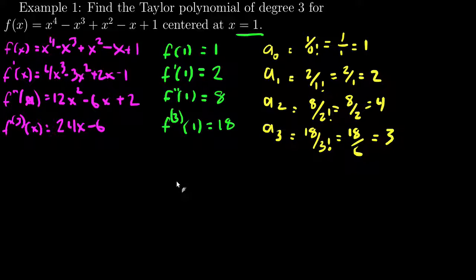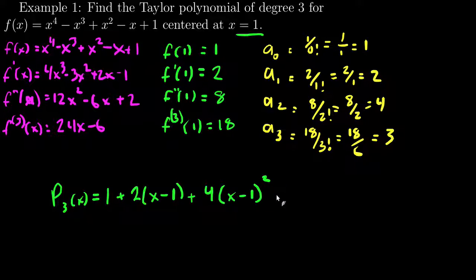And this gives us our polynomial, which is going to be p sub 3 of x is equal to 1 plus 2 times x minus 1, x minus the center, plus 4 times x minus the center squared, plus 3 times x minus the center cubed.